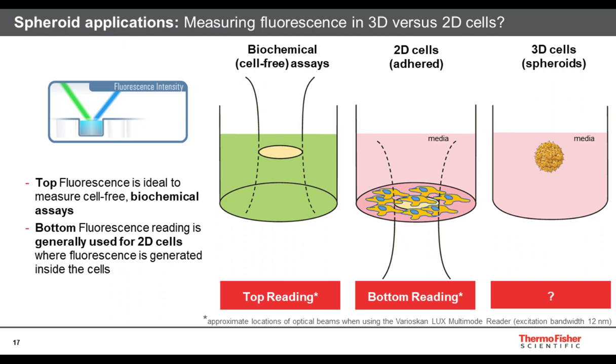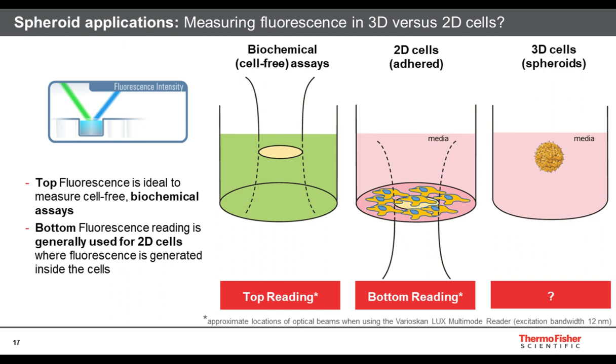So when comparing top reading and bottom reading, it is generally assumed that top reading is ideal for cell-free assays or biochemical assays, and bottom reading is ideal for 2D cells or cellular monolayers. But what happens with 3D cells is that we fall into this kind of intermediate situation. We still have cells, and the fluorescence is often restricted to the vicinity of the cells where the fluorescent probe is. But we also have cells that are in solution, in the case of spheroids, sort of floating in the middle of the well. So what to use in that case?